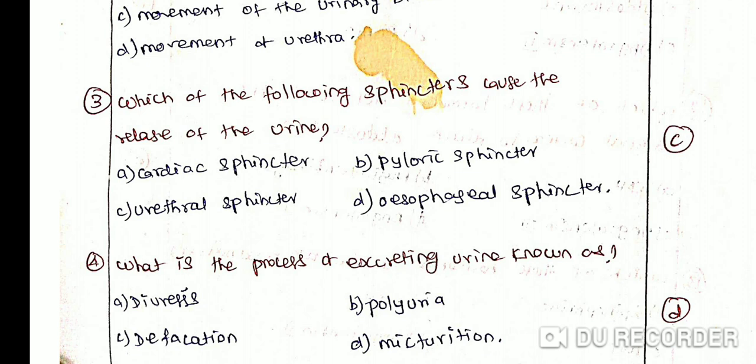Explanation: urethral sphincter causes the release of urine to the outside of the body. This process starts when the central nervous system passes on the motor message to the smooth muscles of the bladder. The signal initiates their contraction. Simultaneously, relaxation of the urethral sphincter takes place, causing the release of urine.